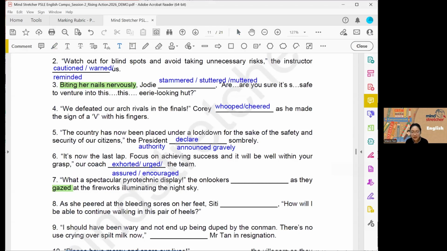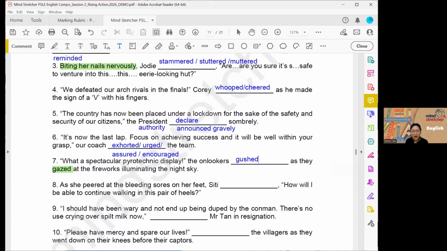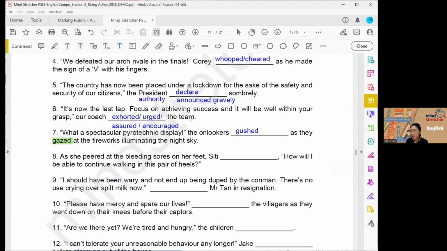Gushed. What's gushing? I say, this is so nice. You look so good today. Oh my God. Yeah, that's gushing. Oh, I cannot believe that this is all awesome. When you're praising something in a very excited way, you're gushing. Or you see your K-pop idol and then you go, oh my gosh, she's so handsome. Gushing.